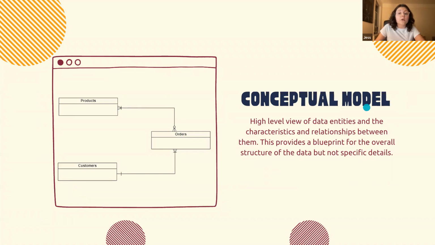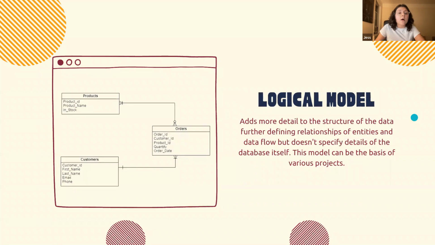Next, we can move on to our logical model now that we have a better idea of our conceptual model established. In our logical model, we're going to add a bit more detail to determine our data flow. So here you'll notice that we added some attributes to our entities. Attributes are simply these rows here that we see in products, in customers, in orders. Those are our attributes.